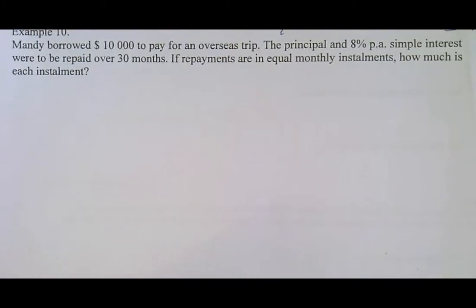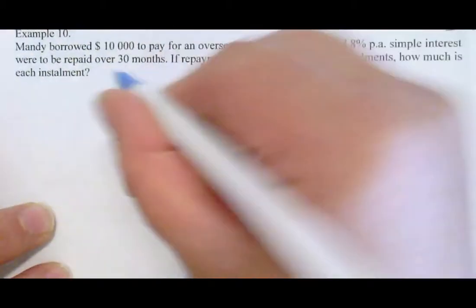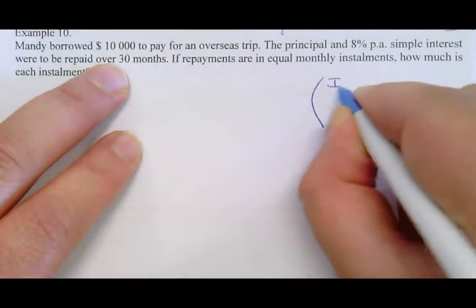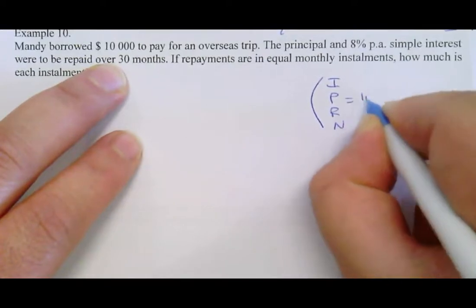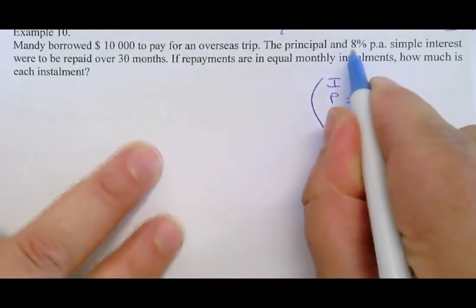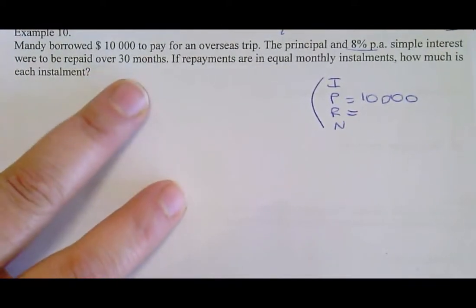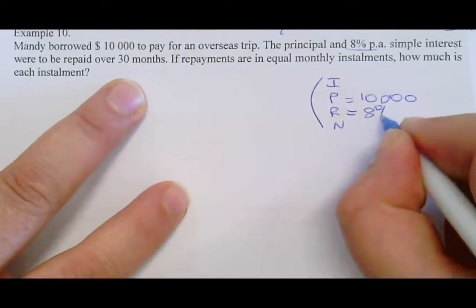How much is in each instalment? Don't even think about working that out first. Why don't you try and work out how much interest she's going to pay, work out the total that she's got to pay back, and then work out each instalment. Does that make sense? You can't work out the monthly amount first, but let's look at the information we've got. What's the $10,000? I, P, R, or N? What's this? 8%. What is it? R. It's 8% per annum.